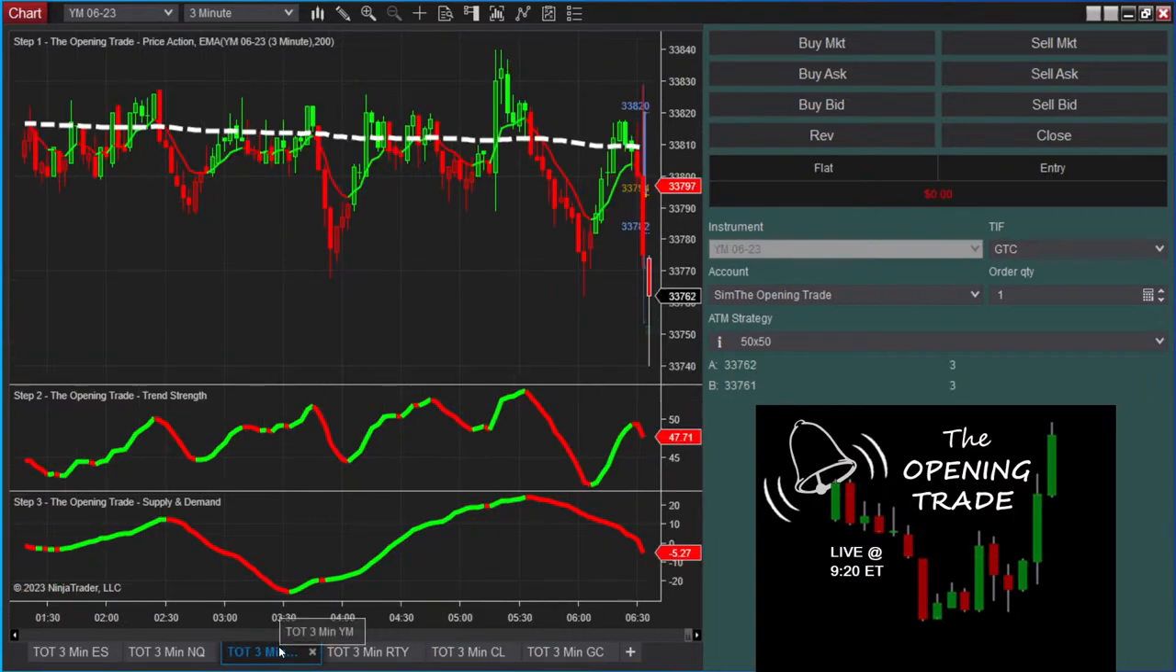So our first automated trade, as long as the automated trade indicators are met, will take place in less than 2 minutes, and it will be on the Dow Jones futures market.